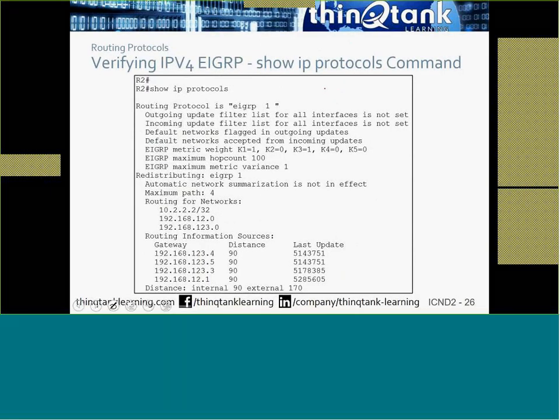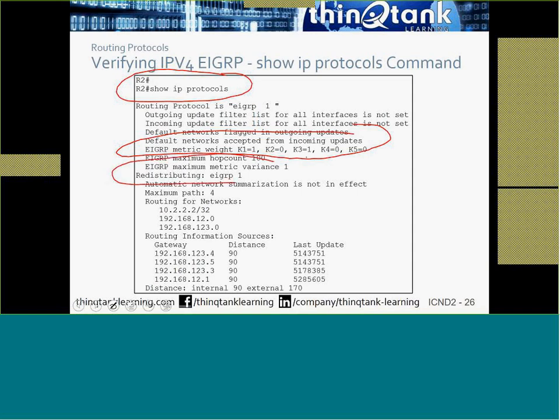Show IP protocols. If you guys want to run this command, you can, or you can just simply look at the screen. Show IP protocols we used in RIP. Show IP protocols allows us to verify our routing protocol state, right? What autonomous system number do we have? What are our K values? What's the variance? We'll talk about variance a little bit later. That's the value that allows us to do unequal cost load balancing. We'll talk about that. Automatic network summarization is not in effect.